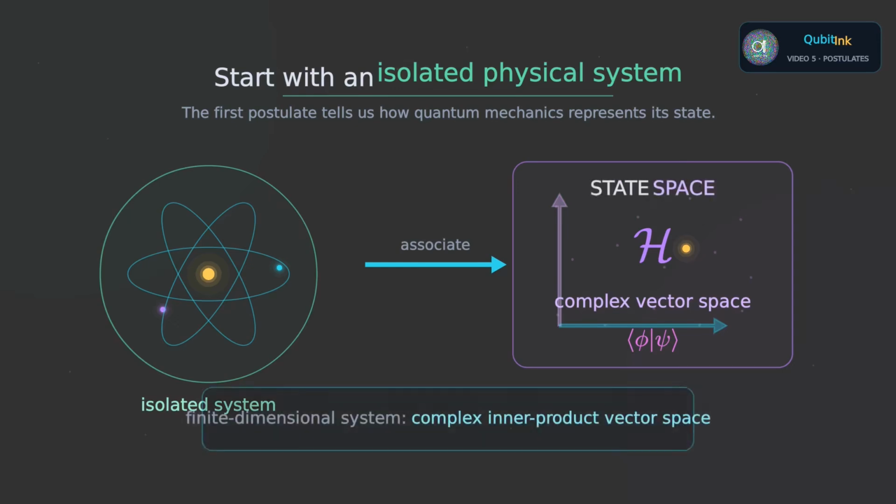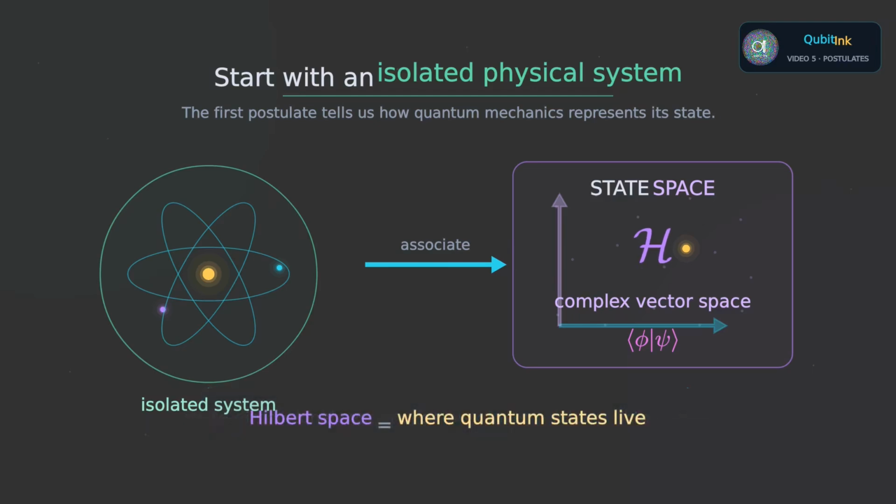For finite-dimensional systems, such as the qubits we use in quantum computing, you can think of this simply as a complex inner product vector space. The phrase Hilbert space may sound rather grand, but the essential idea here is simple: it is the mathematical space in which quantum states live. The physical state of the system is represented by a unit vector in that space.